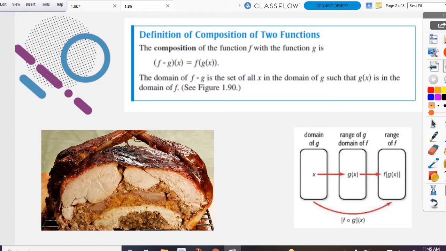The example that I have is our turducken. Have any of us ever heard of a turducken? Yes? Have any of us ever tried a turducken? I haven't ever tried it. I mean, it sounds interesting.